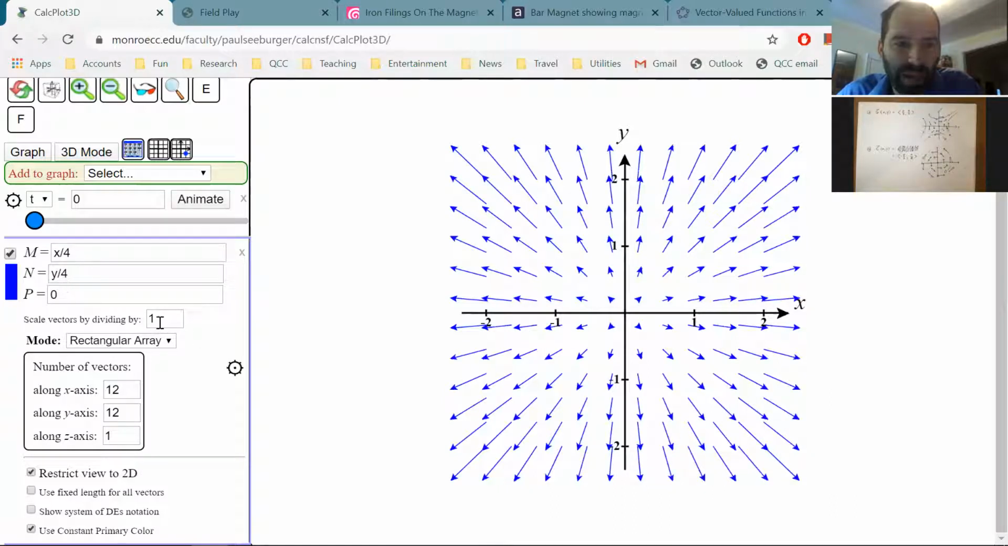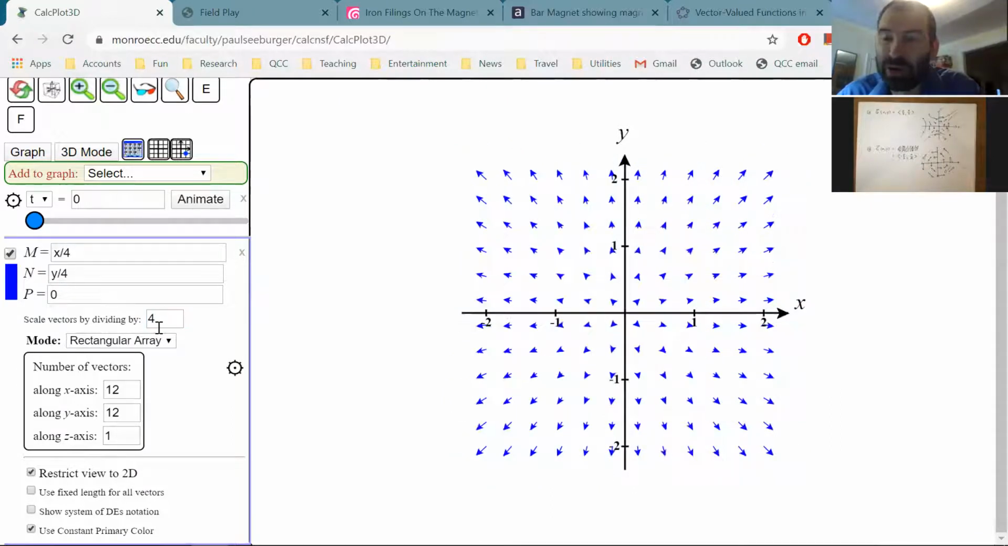Also, by default, CalcPlot 3D will want to scale the vectors down in length. I've changed that, and I said, no, let's keep the vectors the length that they are. I've already accounted for that in my definition of the vector field. But by default, I think it puts a 4 here, so it'll scale them down even shorter.